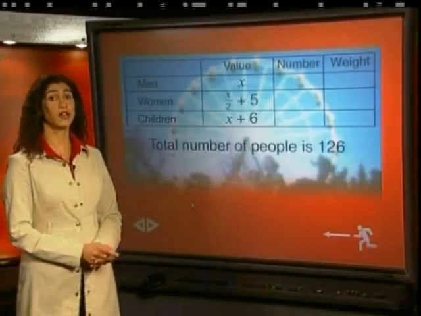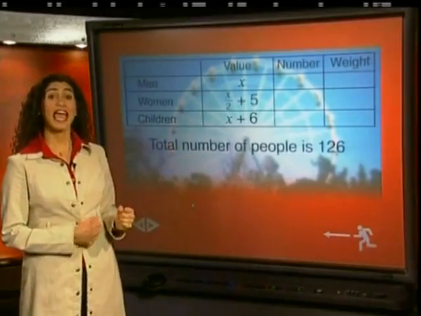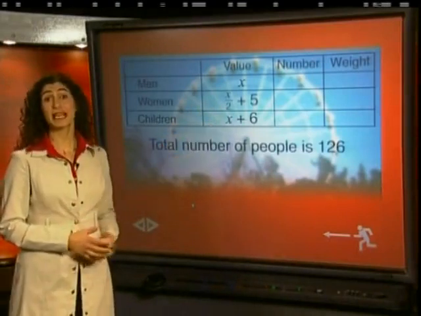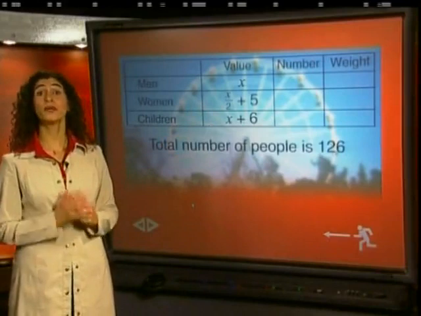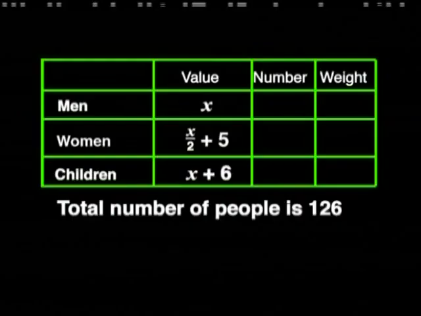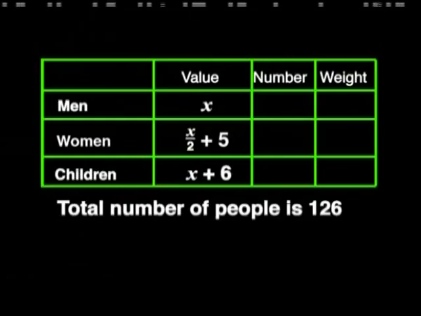On the big wheel, there are X men, X divided by 2 plus 5 women, and X plus 6 children. The big wheel cannot take more than 126 passengers. Write down and solve a linear inequality to help you calculate the maximum number of men, women, and children that could be on the big wheel.